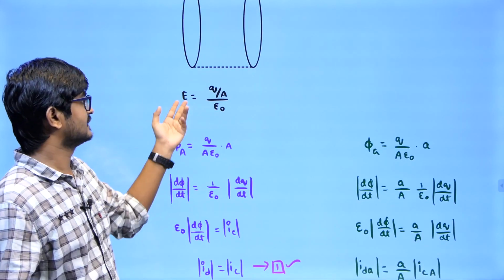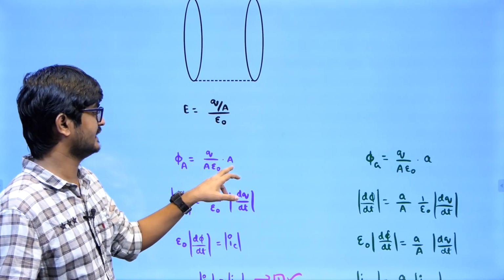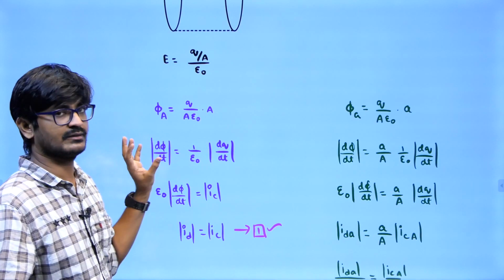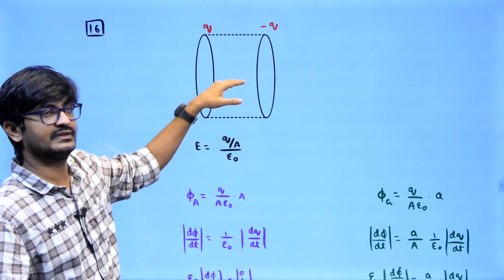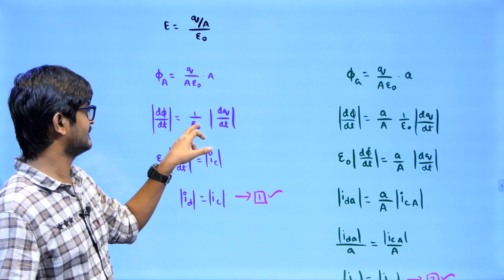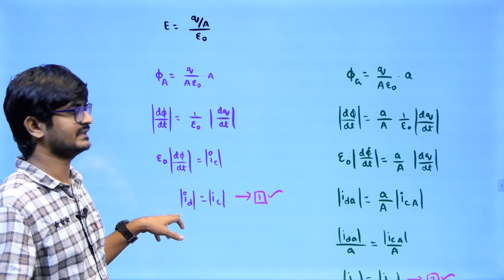Now flux through any plane will be how much? E into area, that is Q by epsilon naught. Now rate of change of flux is 1 by epsilon naught, I'm worried about only the magnitude, so into dQ by dt. What is dQ by dt? dQ by dt is magnitude wise the leakage current, that is conduction current. Now I'm taking this epsilon naught into dφ by dt, this is displacement current, right?